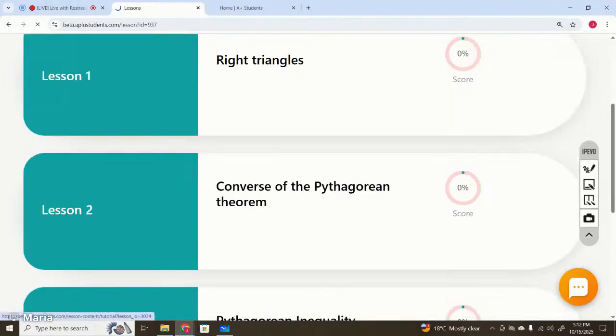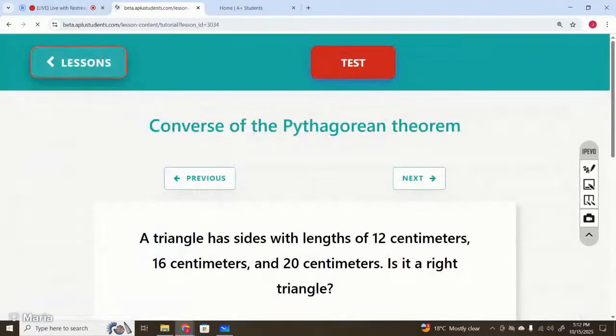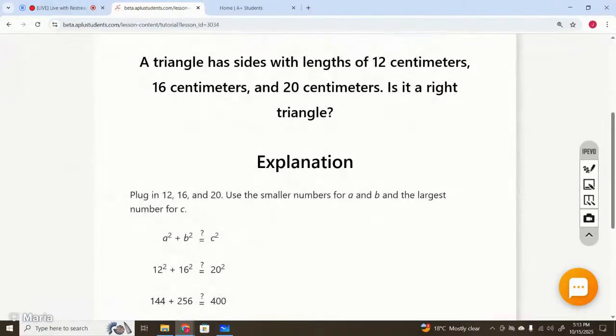The next lesson is converse of the Pythagorean theorem. A triangle has sides with lengths of 12 centimeter, 16 centimeter and 20 centimeter. Is it a right triangle? So we need to see the longest side is always the hypotenuse. So c is 20. So that is 20 square equals 12 square plus 16 square.